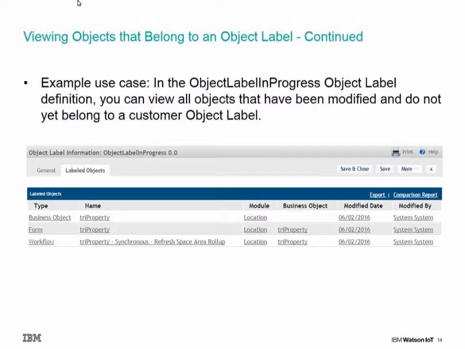An example use case of viewing objects that belong to a particular label would be if you want to view all modified objects that are not yet part of a customer label. To do this, you would open the Object Label in Progress Object Label definition from the Object Label Manager page. Click the Labeled Objects tab, and you will see all the modified objects on this environment not yet belonging to a customer object label. In this slide, you can see I modified 3 objects: the tri-property business object, the tri-property form, and the tri-property workflow.